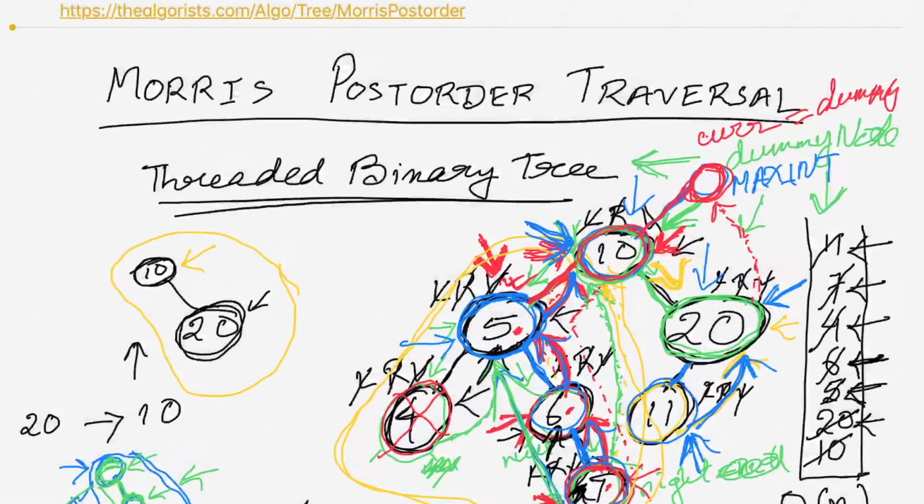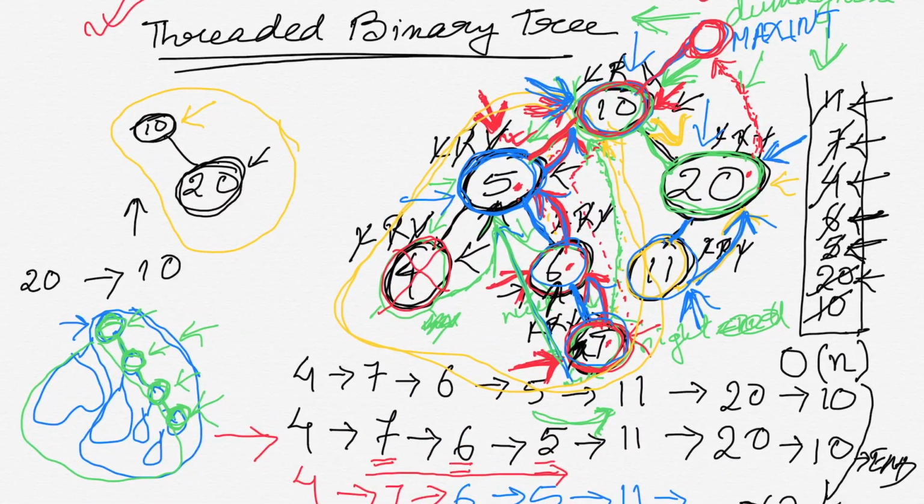So we will already have the right child pointer of the node with value 20 pointing to the dummy node, and this is the threaded pointer concept from the threaded binary tree. And so when we are at 20, if you remember where we got stuck, we drew this diagram here. So we start at 20 because there was no way to print 20 and 10.